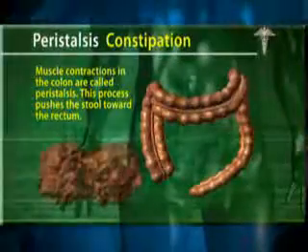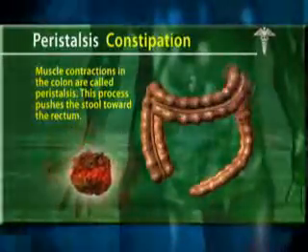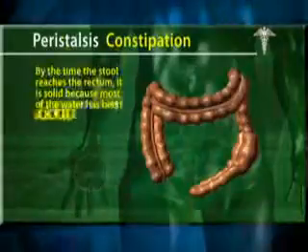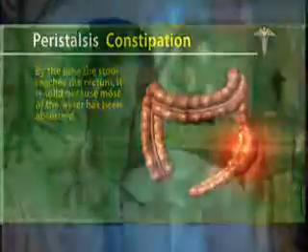Constipation is an acute or chronic condition in which bowel movements occur less often than usual, or consist of hard, dry stools that are painful or difficult to pass. However, constipation is a relative term, with normal patterns of bowel movements varying widely from person to person. Now, the colon absorbs water while forming waste products from digested food. Muscle contractions in the colon are called peristalsis. This process of peristalsis pushes the stool toward the rectum. By the time the stool reaches the rectum, it's solid because most of the water has been absorbed.